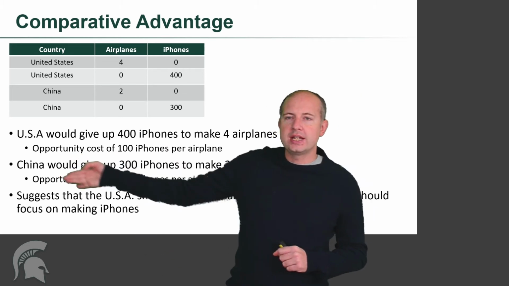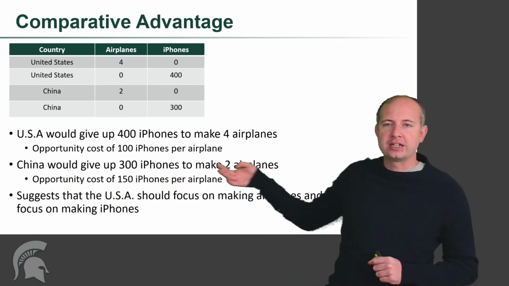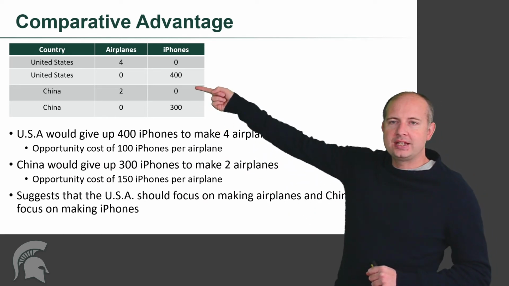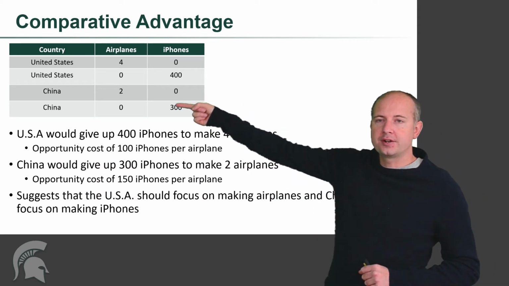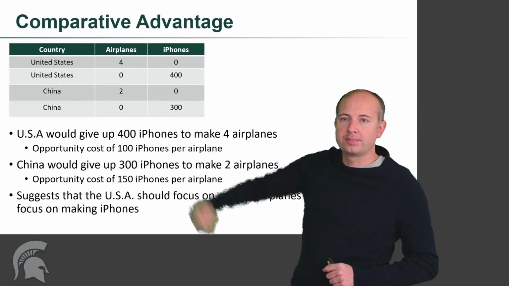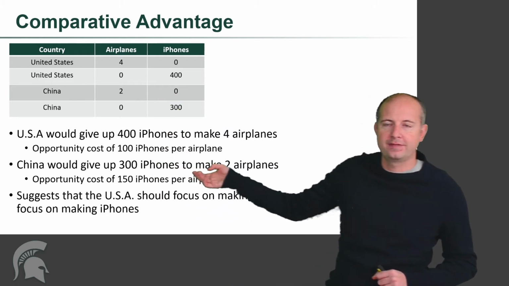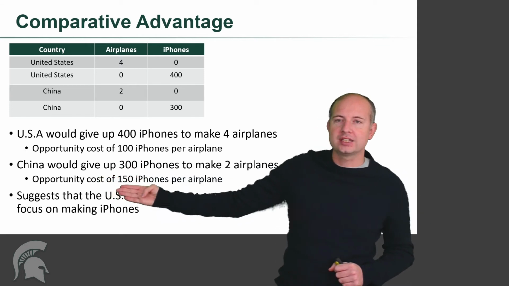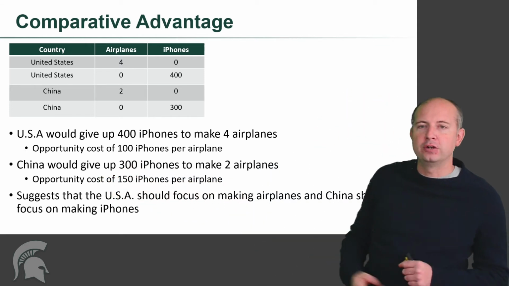China would give up 300 iPhones to make 2 airplanes, right? So if they move from this line here up to here, they've lost out on 300 iPhones, but gained 2 airplanes. So China gives up 300 iPhones to make 2 airplanes. That means there's an opportunity cost of 150 iPhones per airplane.